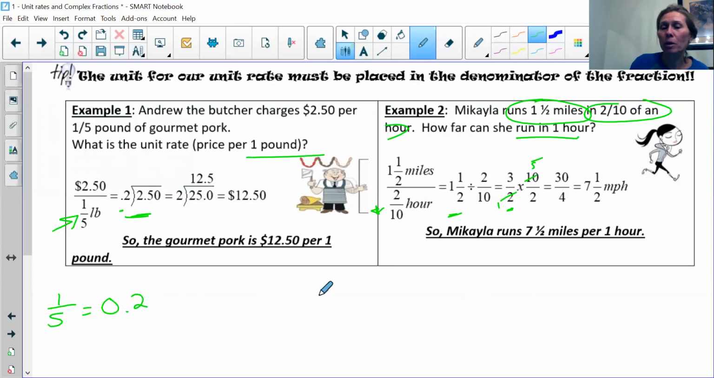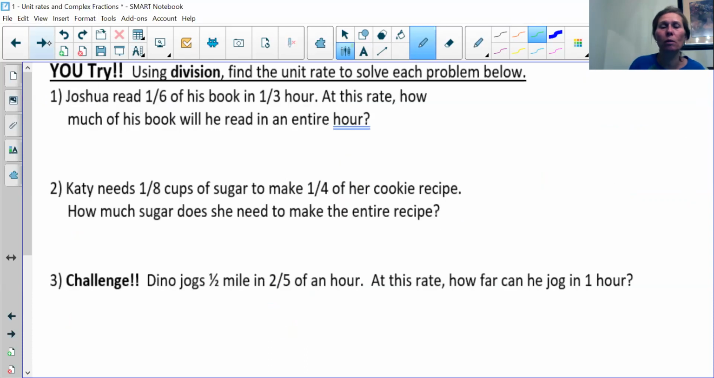Now, here's another thing. You can write it as "per." You can write it as a slash instead of "per." You can do mph, miles per hour, your choice, or per 1 hour. All right, so let's do some problems.